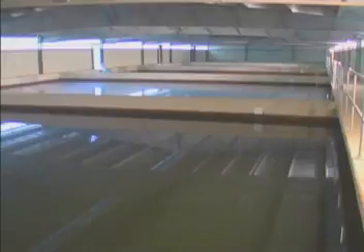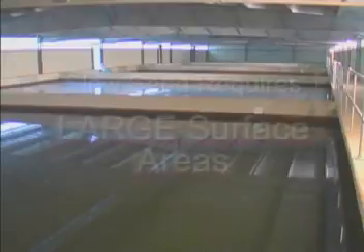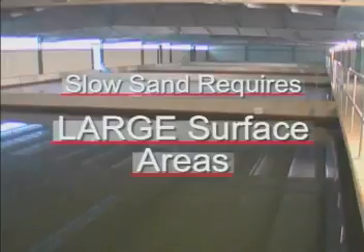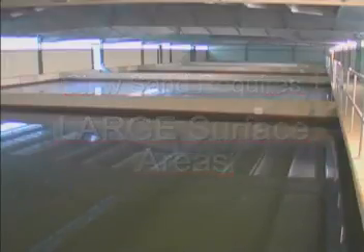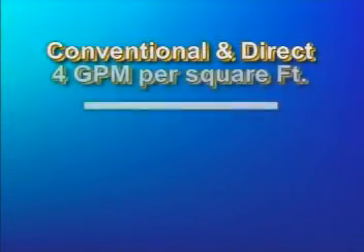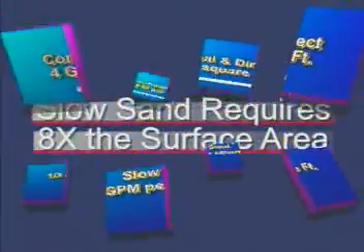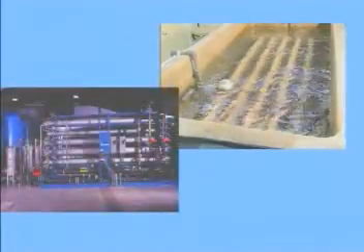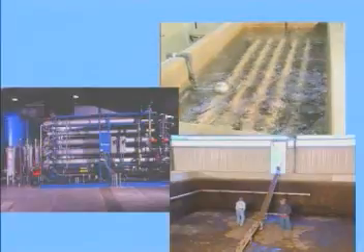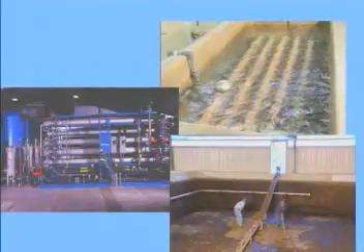One drawback to the slow sand filtration is the relatively large amount of surface area required to compensate for the slower flow rate. Conventional and direct filters normally have a flow rate of about 4 gallons per minute per square foot. On the other hand, the typical rate for slow sand is about 1/2 gallon per minute per square foot. All three types of chemical-free filtration are capable of removing particles in the size range of Giardia and Cryptosporidium when properly operated.